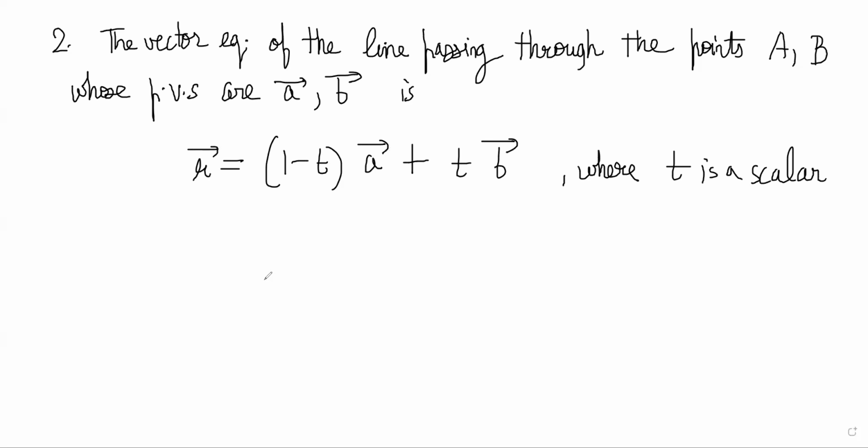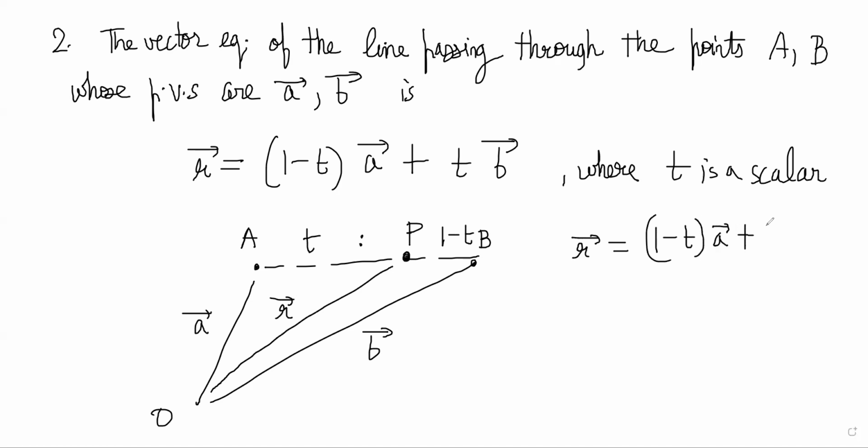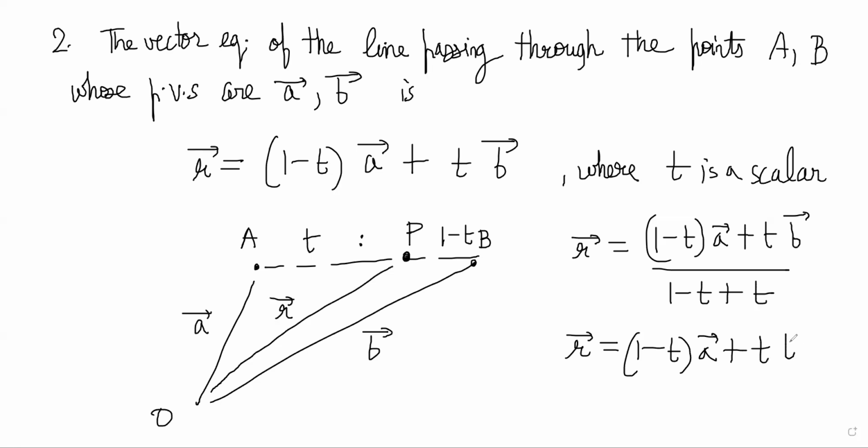Now understand where this is coming from. You have a segment AB. This is capital A, capital B. This is my origin. What we are saying is this is A vector, this is B vector. Any point on this line, a random point P here, could divide this line segment AB in the ratio of T is to 1 minus T, right? And therefore, by section formula, the location R vector for P would be 1 minus T A plus T B divided by 1 minus T plus T. Therefore, R vector will be 1 minus T A plus T times B.